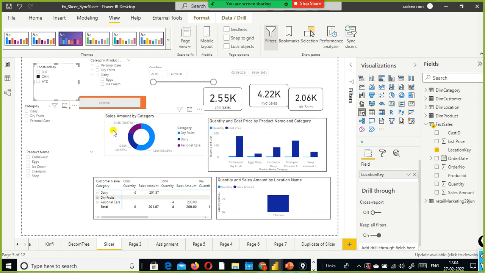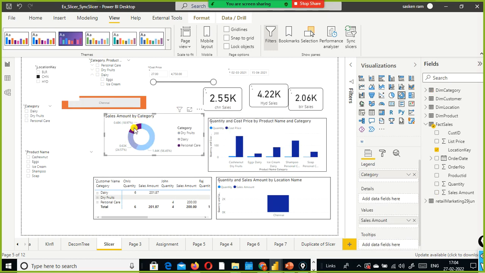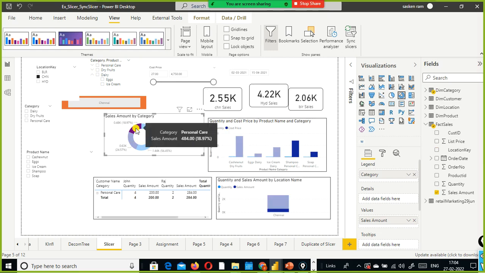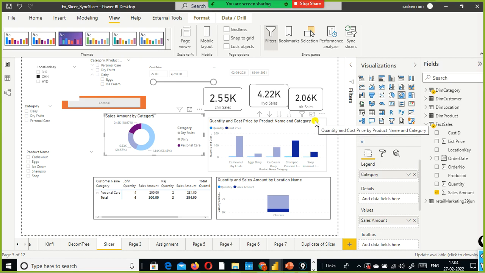See, in this visual, in this pie chart, I am going to select only a specific category. This is personal care. The moment I click this one, the rest of the categories got dimmed, right? This personal care category got highlighted, and also the data related to the personal care category got highlighted across the visuals. This is called cross highlighting in simple terms. But there is an exception.